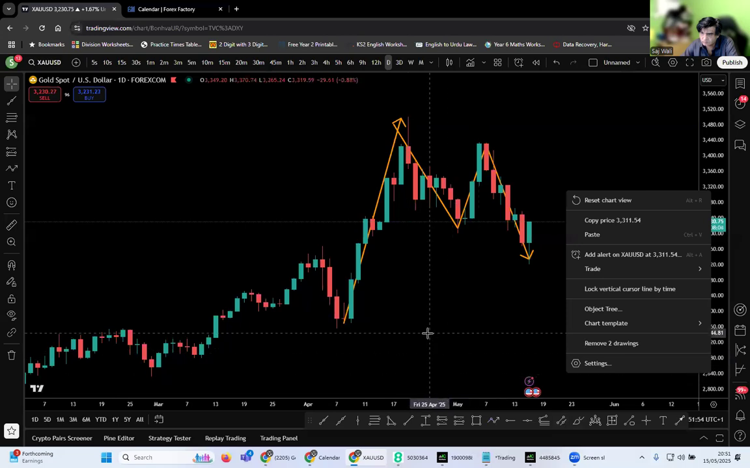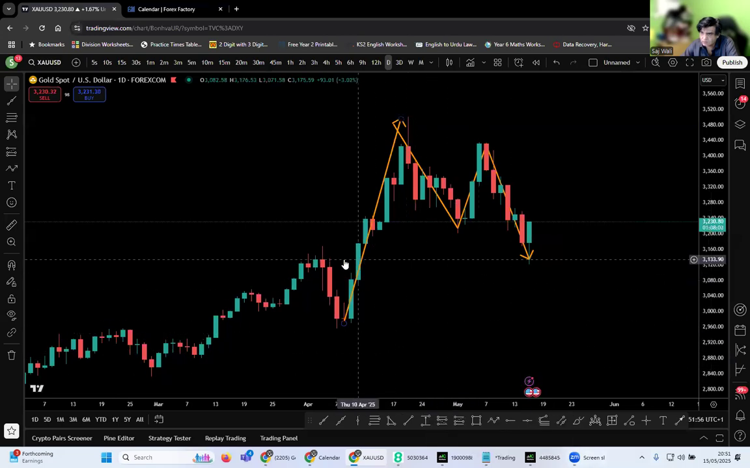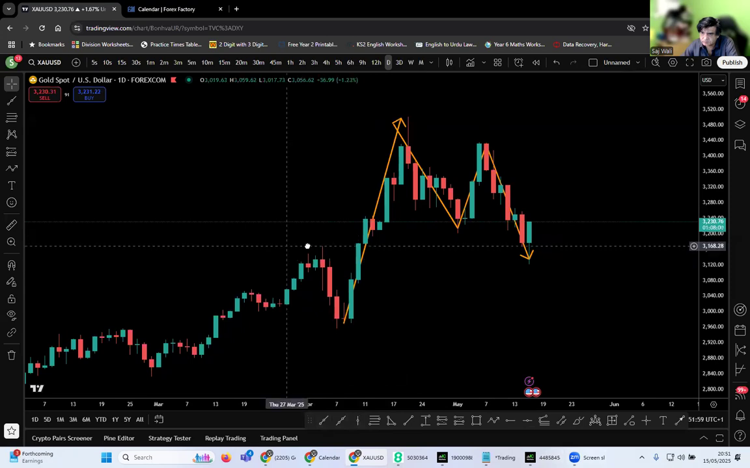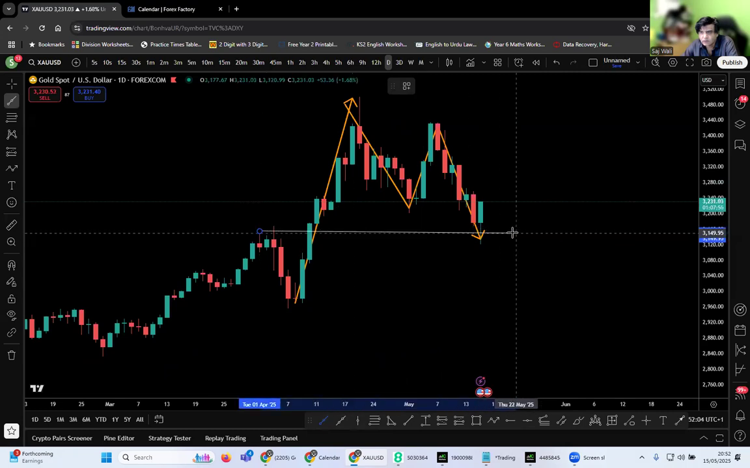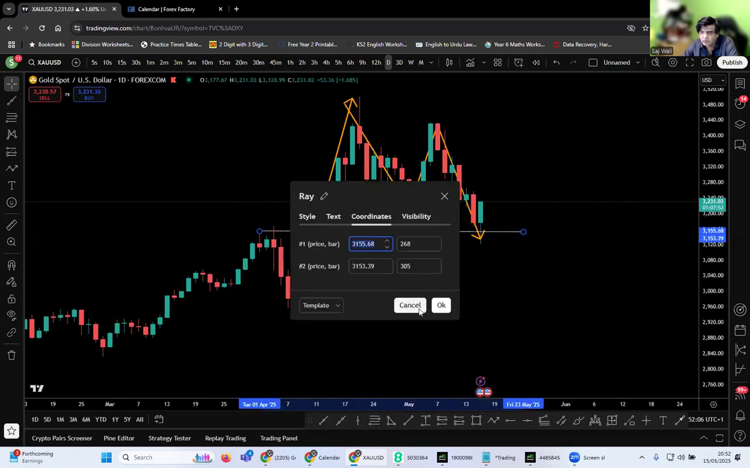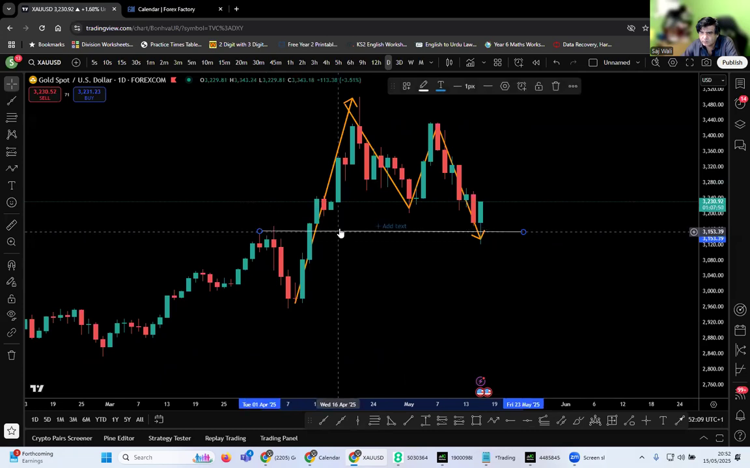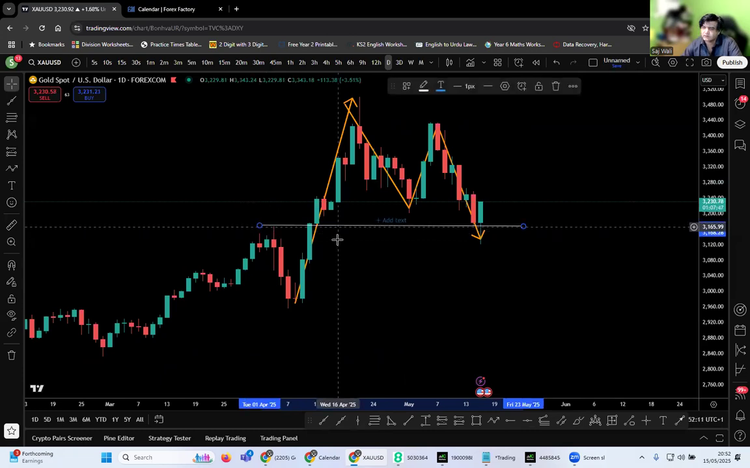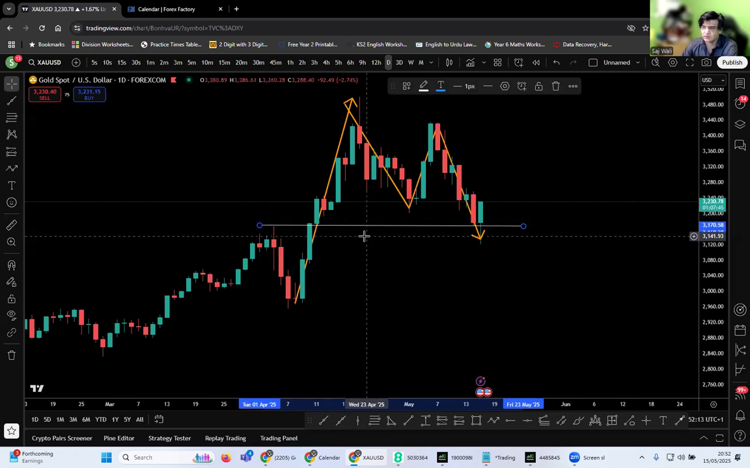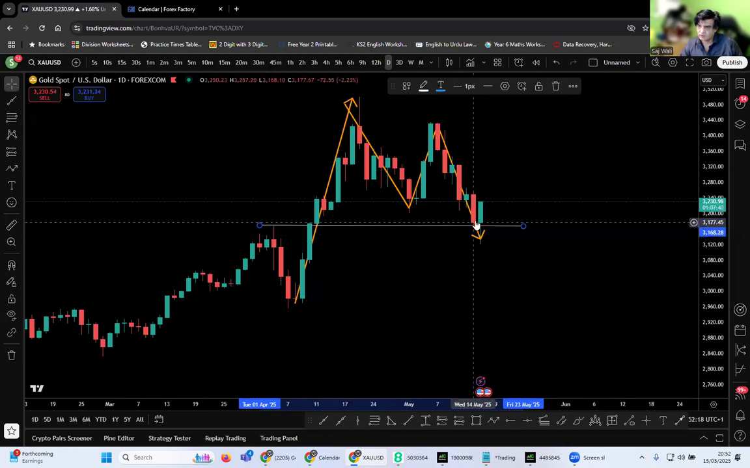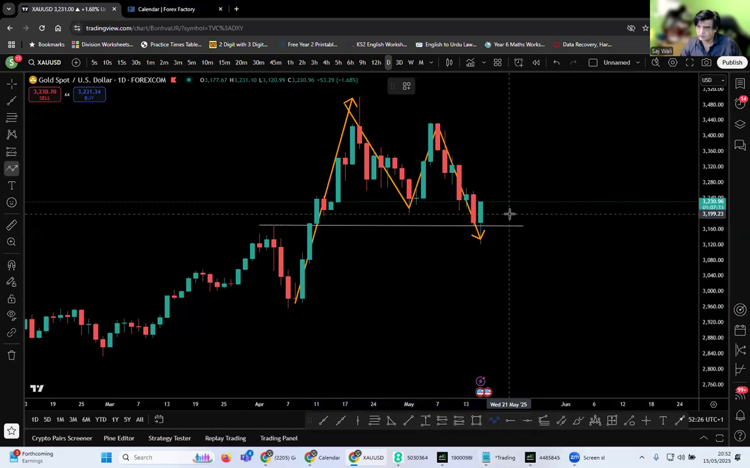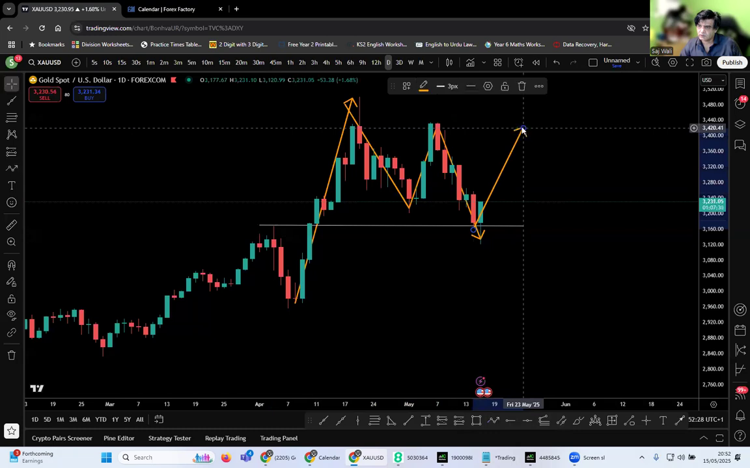So not the previous lowest level, but in fact a previous break of structure level. That's what has been tested. It swept all the liquidity from here, and now it's going to the upside. So that is what I'm expecting now: the market moving to the upside.